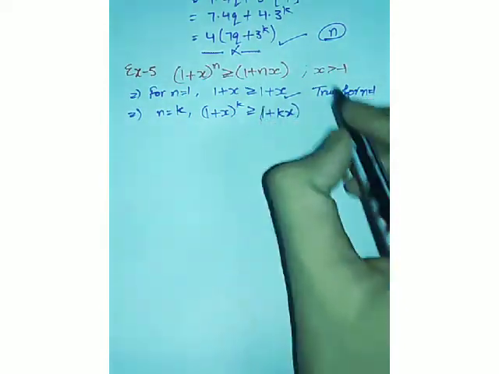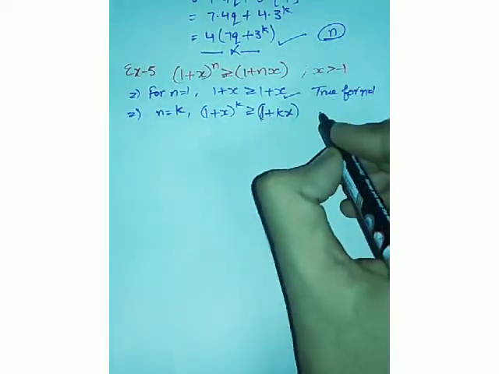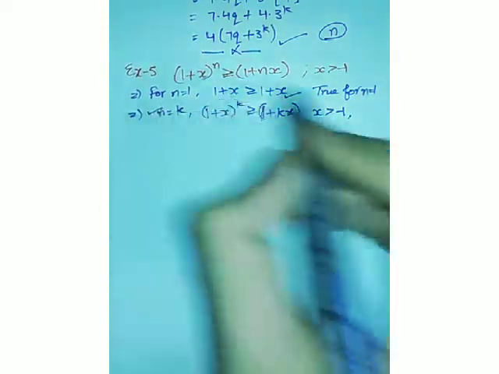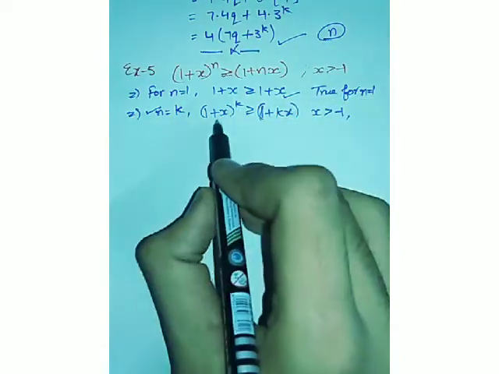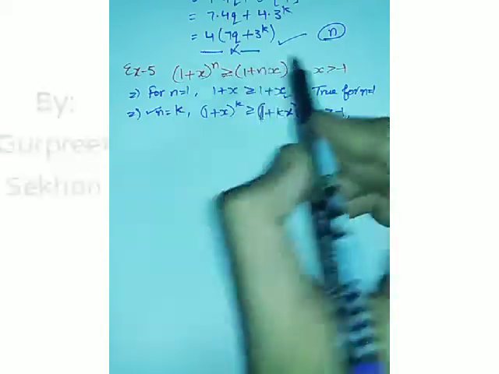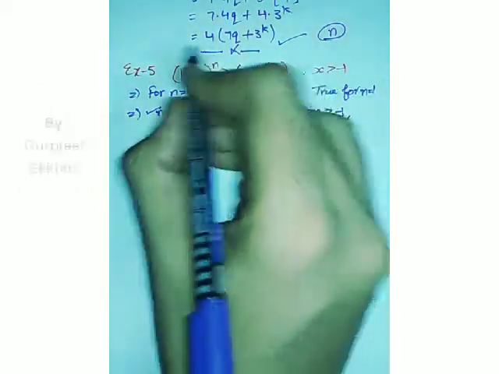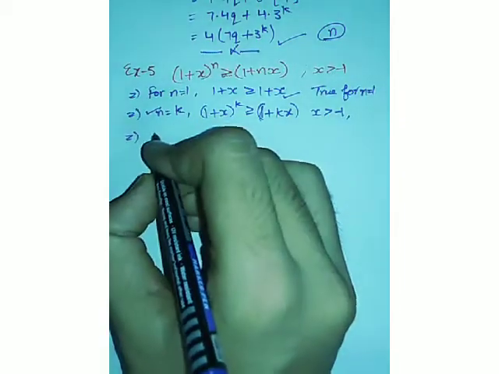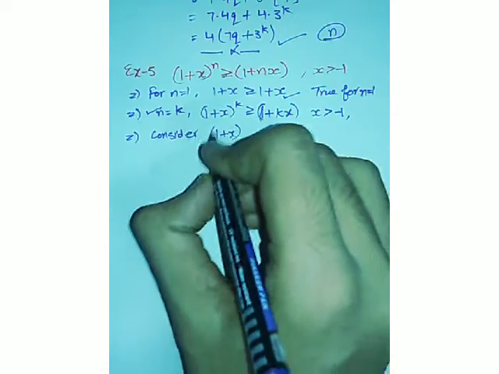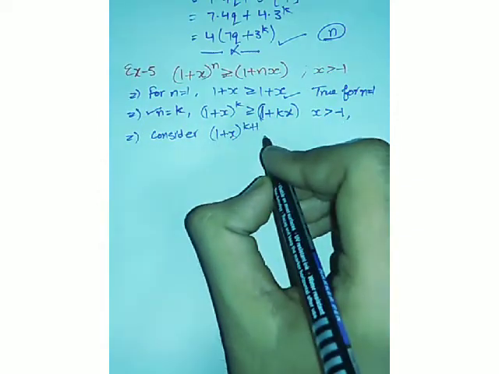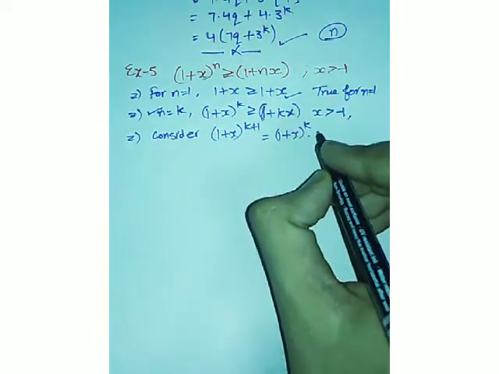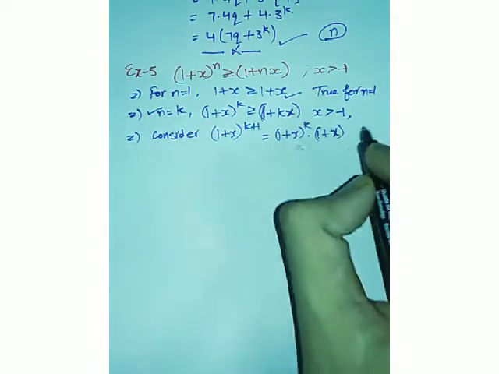Correct? And you have to write the condition as well simultaneously, that x is given to be greater than minus 1. Now we have assumed this statement, but we have to prove that 1 plus x raised to power k plus 1 is greater than or equal to 1 plus k plus 1 multiply x. Okay, so consider that term. Now consider again the left hand side by substituting n equals k plus 1. You can write it as 1 plus x raised to power k multiply 1 plus x. Correct? You can write it.